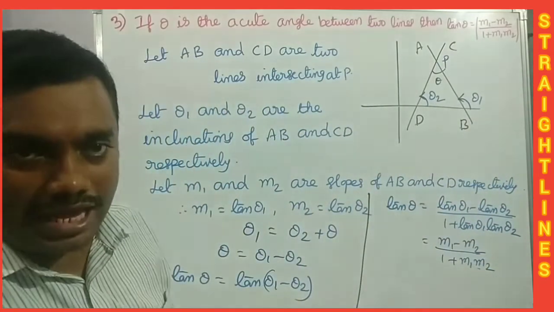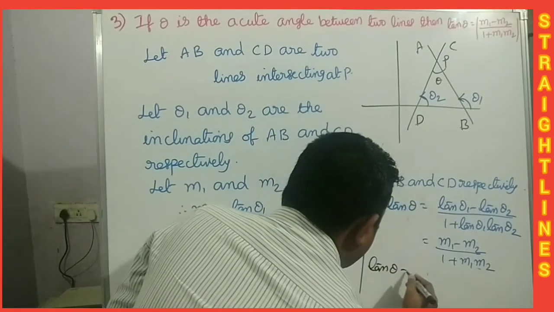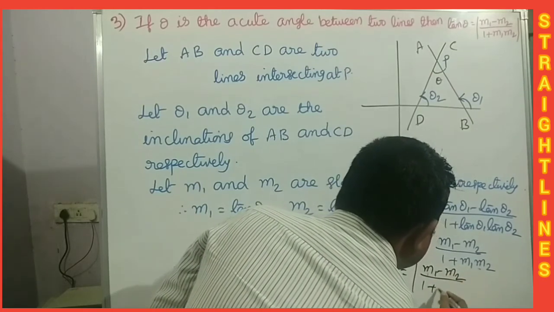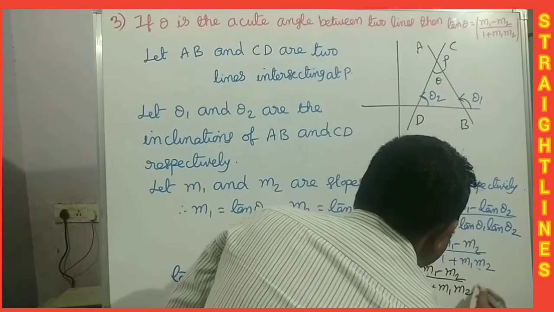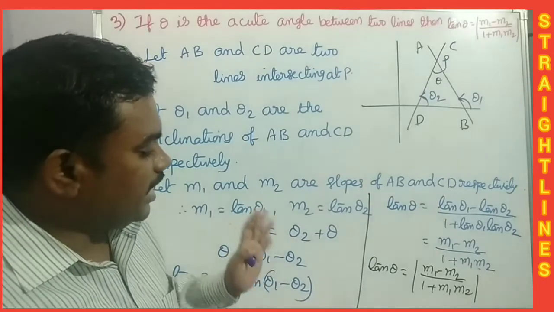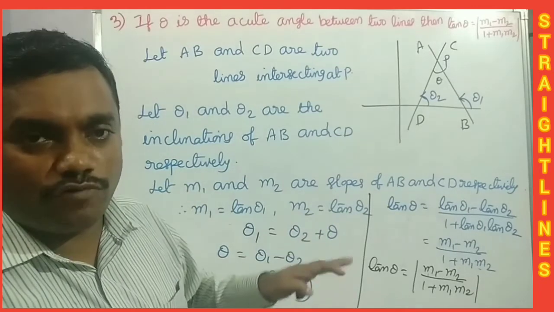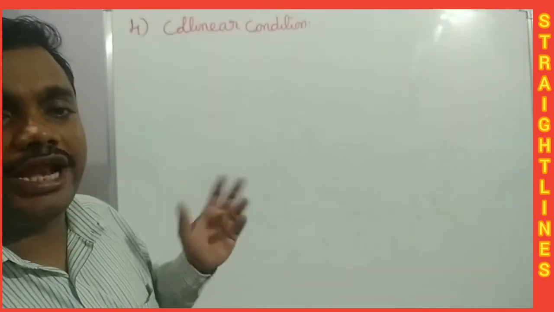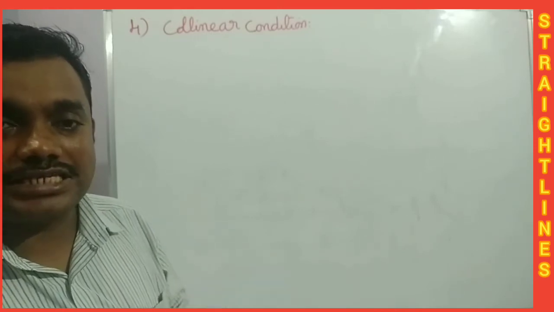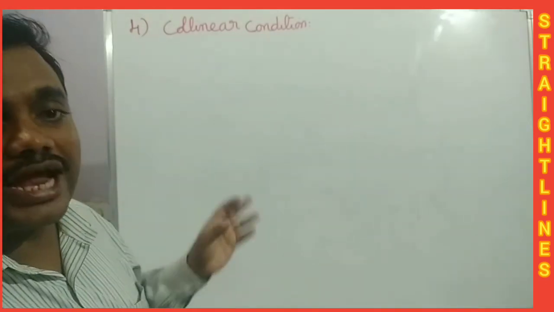If theta is acute angle, then tan theta equal to mod M1 minus M2 by 1 plus M1 M2. So this is the angle between two lines formula. If theta is acute angle, then tan theta equal to mod M1 minus M2 by 1 plus M1 M2. Now using slopes, the collinear condition. Generally, what is the collinear condition? If 3 points lie on the same line, the points are called collinear. Here using the slope, what is the condition for that?